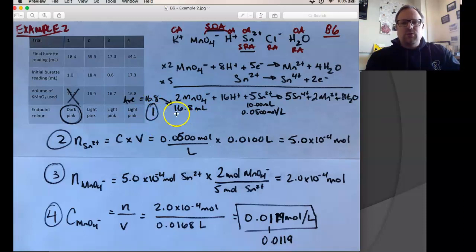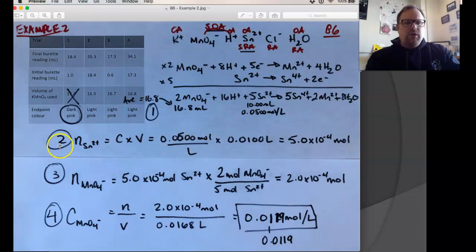I filled in what I knew. I knew that I delivered on average 16.8 milliliters of permanganate ions, and we had 10 milliliter samples of tin 2 ions at a concentration of 0.05 moles per liter.